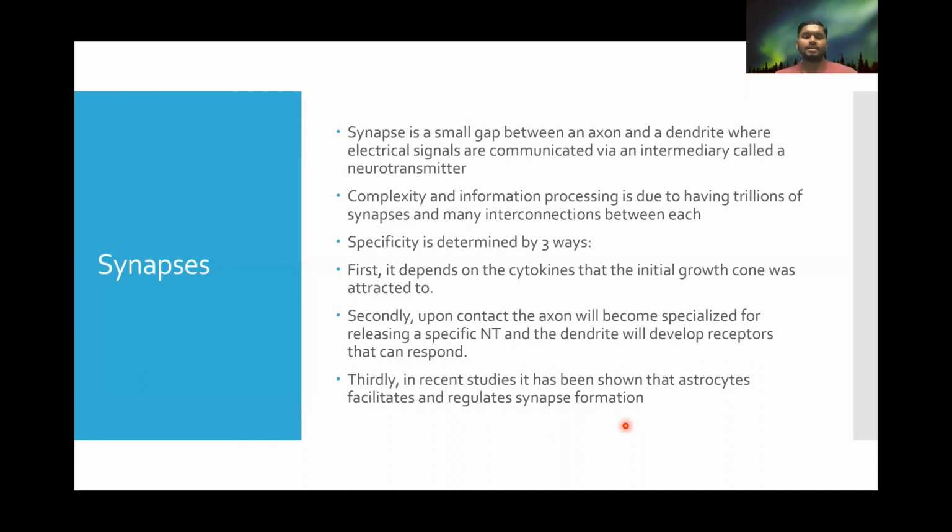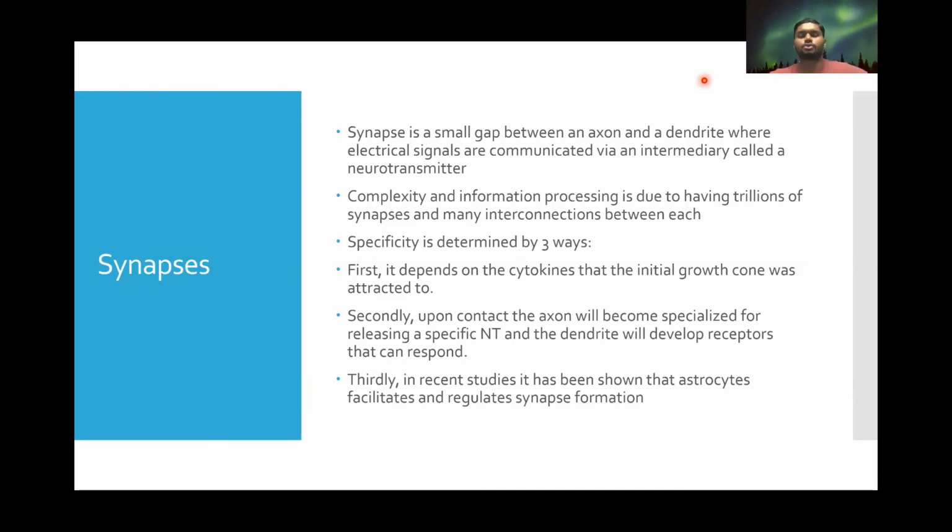But for this to be an efficient process with so many axons and synapses and neurotransmitters to use, how do we make sure that it stays specific, right? How do we make sure that the axon releases a certain neurotransmitter and the dendrite is able to respond to that neurotransmitter? And there's three main ways.